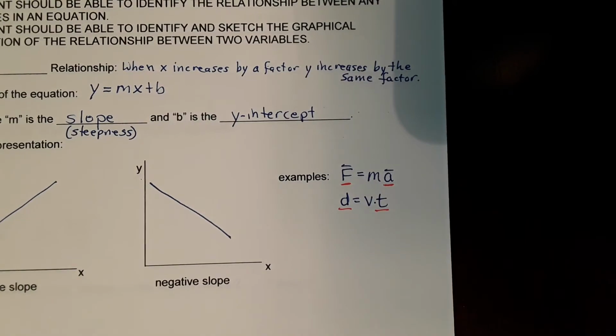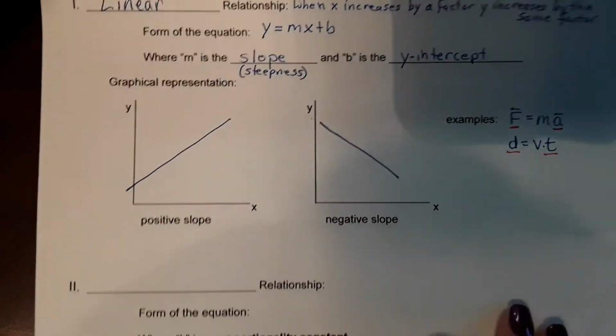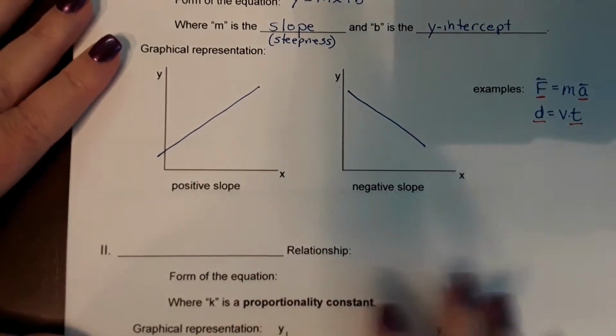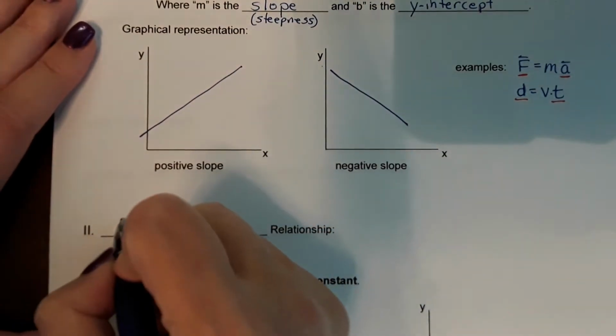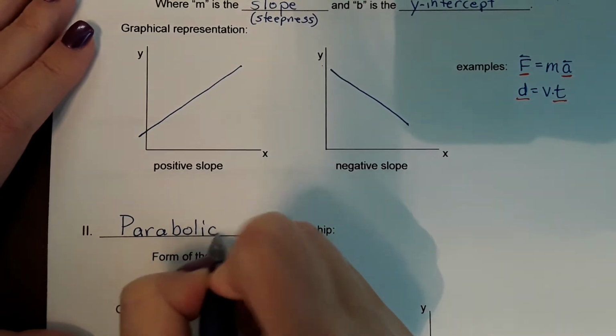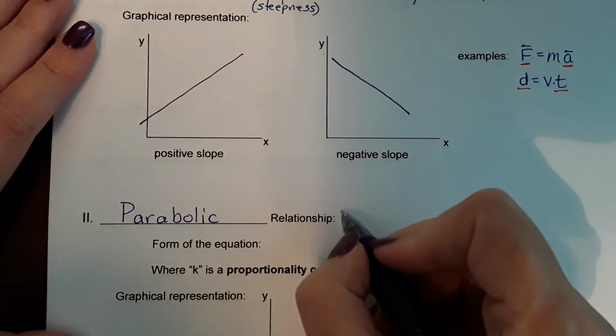Now, let's take a look at the next relationship. The next relationship is another one you're familiar with, and that is parabolic. A parabolic relationship. Now, what happens in such a relationship?